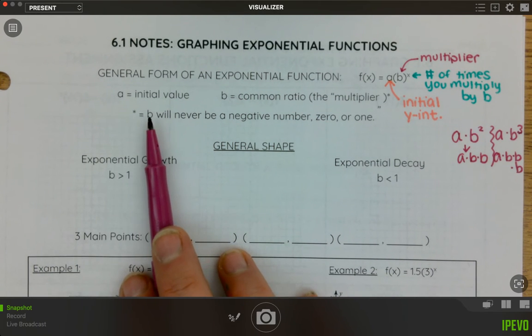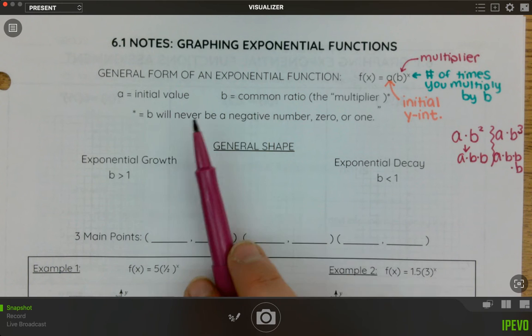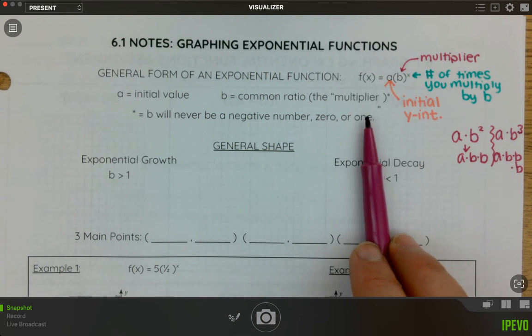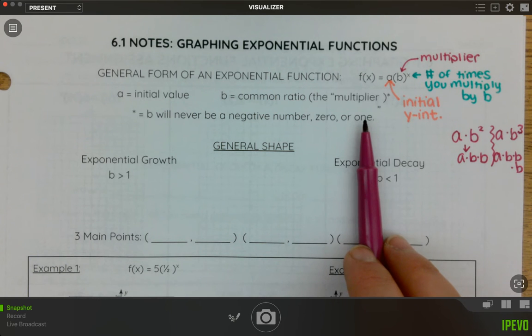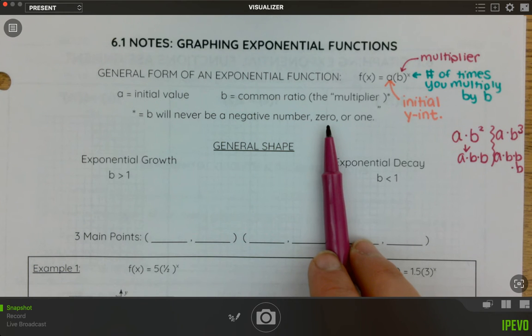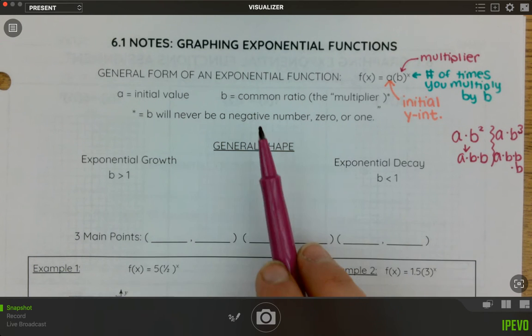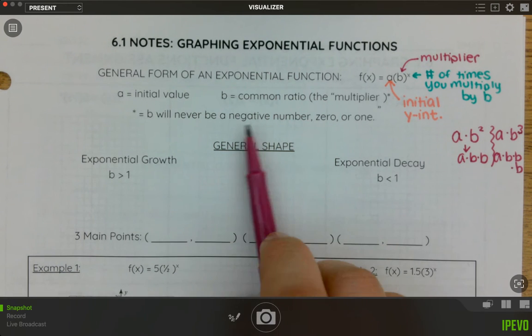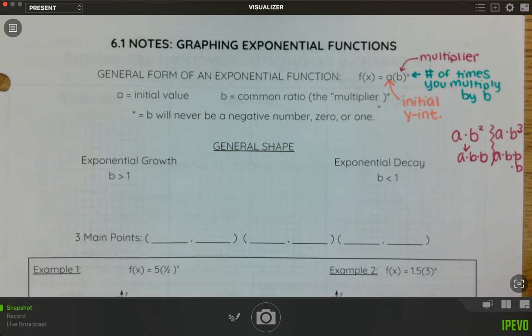One last thing is that the multiplier, the thing you're multiplying by, will never be a negative, 0, or 1. Because when you multiply by 1, nothing changes, and if you multiply by 0, everything becomes 0. And we don't use a negative number because if you take 3 times negative 2, that makes negative 6. Then if you multiply by negative 2 again, it makes positive 12. So the sign flips every time and things just get really confusing. So it's only going to be positive and it's not going to be 0 or 1 exactly.